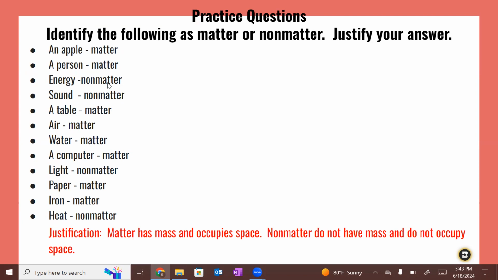Energy is non-matter because energy does not have mass. It does not occupy space. Sound is non-matter. It doesn't have mass and it doesn't occupy space. So now, when you look around, you can tell which of the things you observe is matter and which one is non-matter. Hopefully, this is clear.